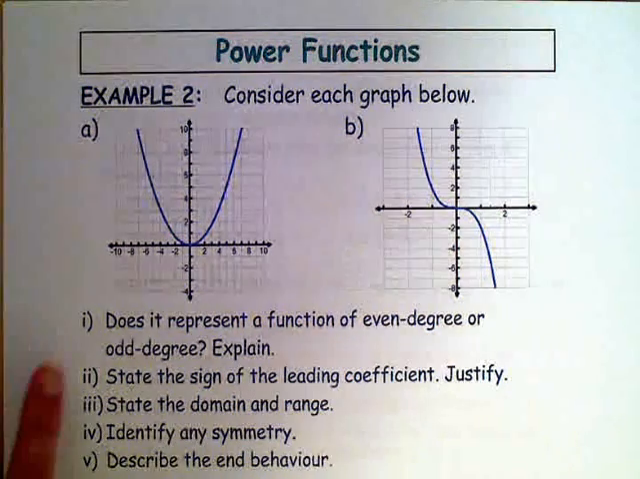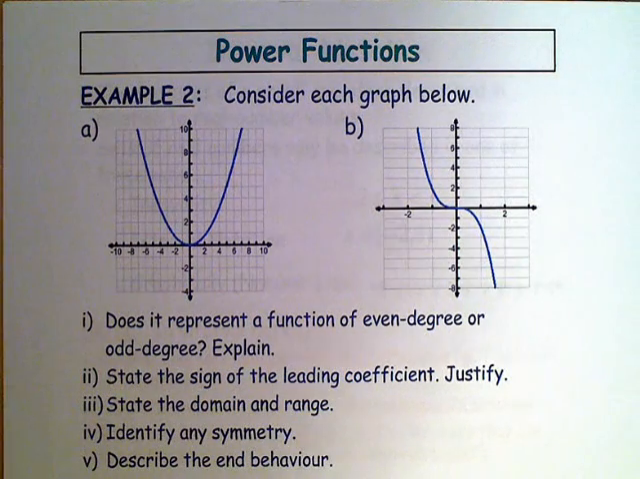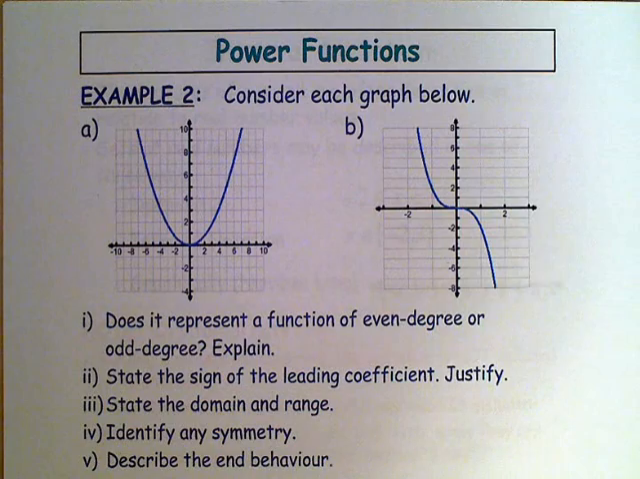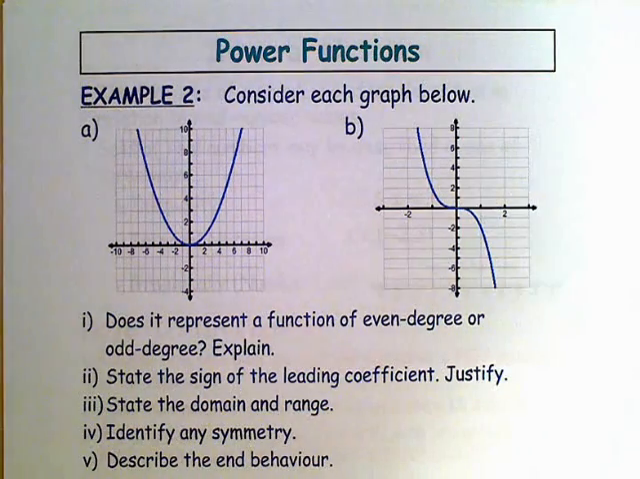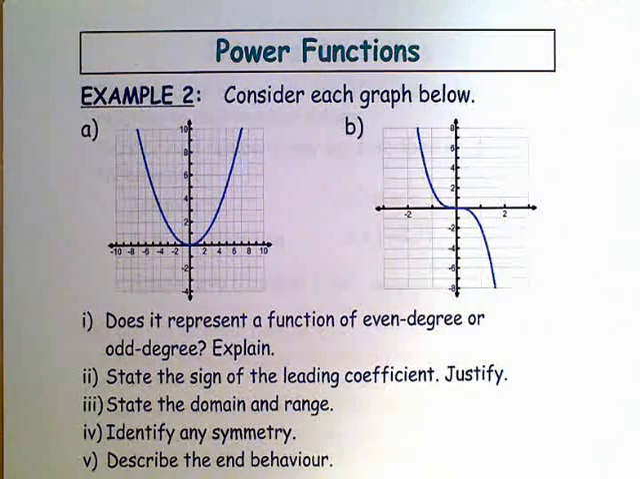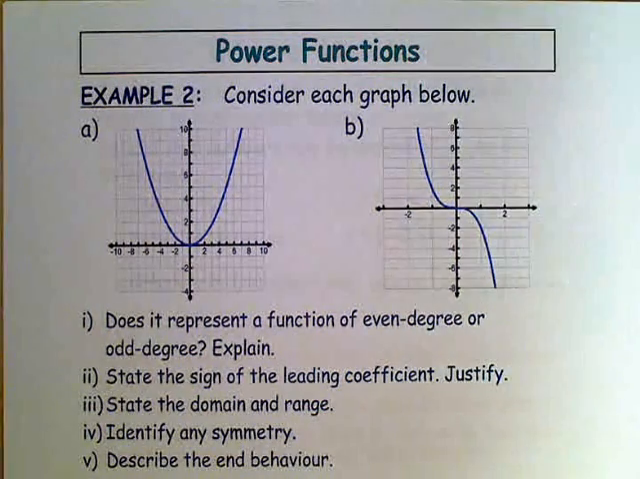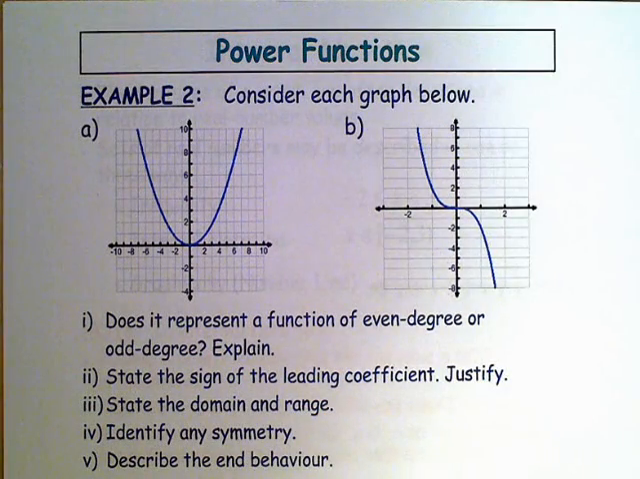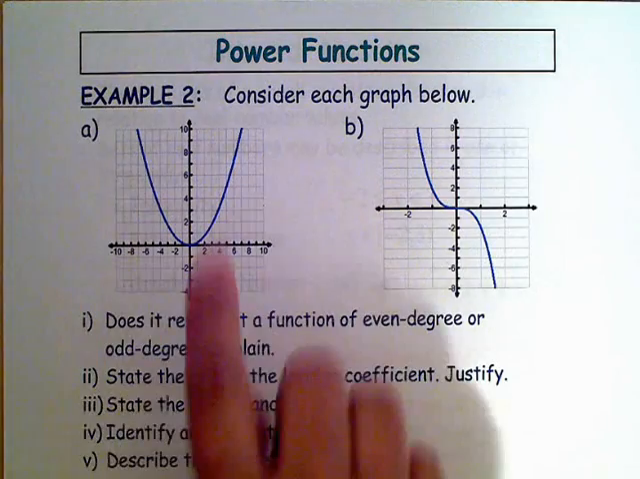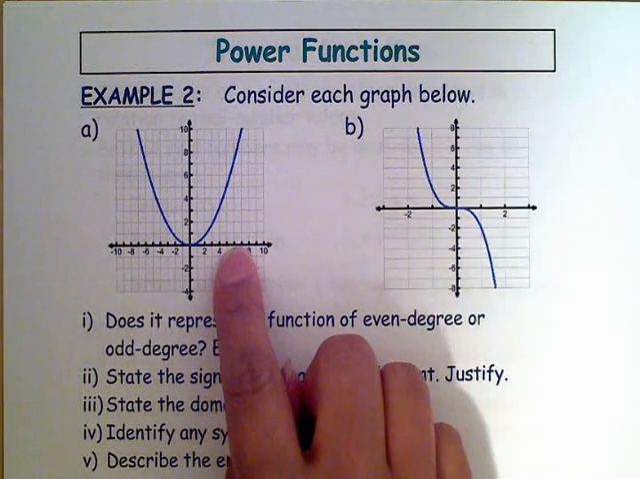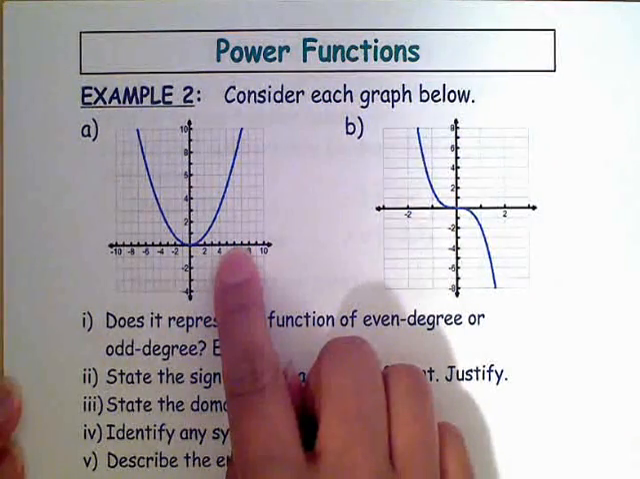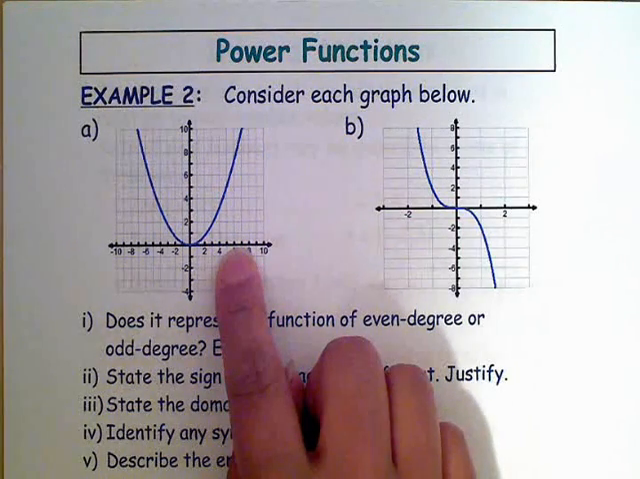One of the simplest ways to determine whether a graph represents an even degree function or an odd degree function is to think about whether the behavior of the graph looks like a linear graph or like a quadratic graph. So a linear graph is the simplest odd degree function that you know, and a quadratic graph is the simplest even degree function that you know. So think about whether it behaves like a linear function, or if it behaves like a quadratic function. So the first one here looks like it's behaving like a quadratic function, so I know it's going to represent an even degree polynomial function.